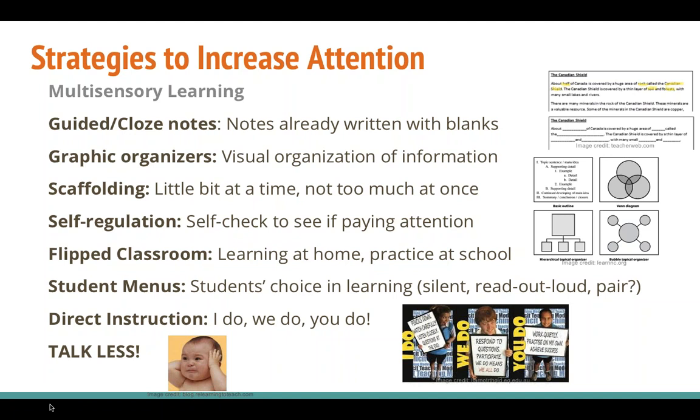And the most important thing is talk less, which I am not showing right now, but students only have about 10 or 15 minutes of attention span. So use these to help you talk less but give more instruction and direction, like giving opportunities to respond. I do only for like 5-10 minutes, we do for 5-10 minutes, you do for 5-10 minutes. All those ways allow you to use less lecturing and more engaging.